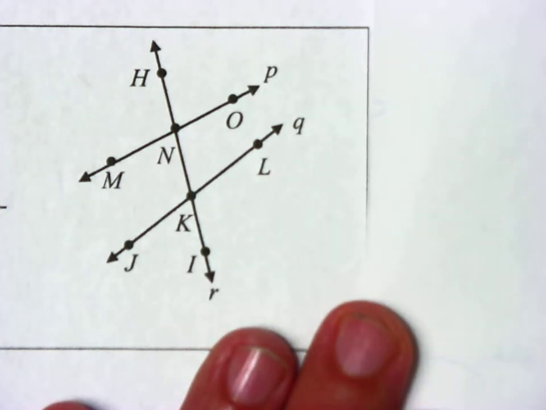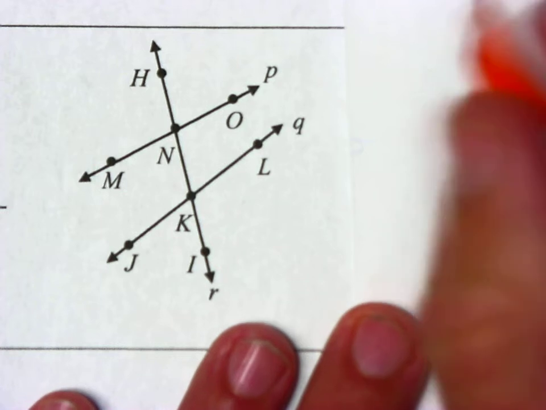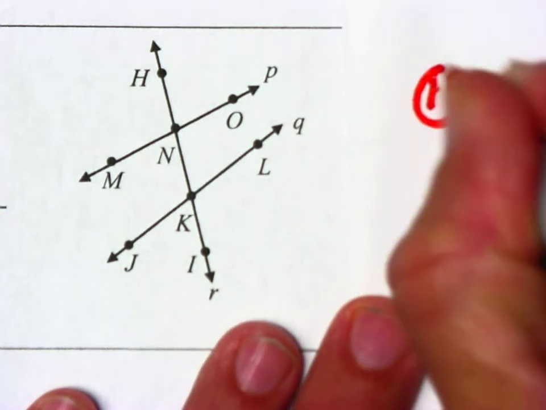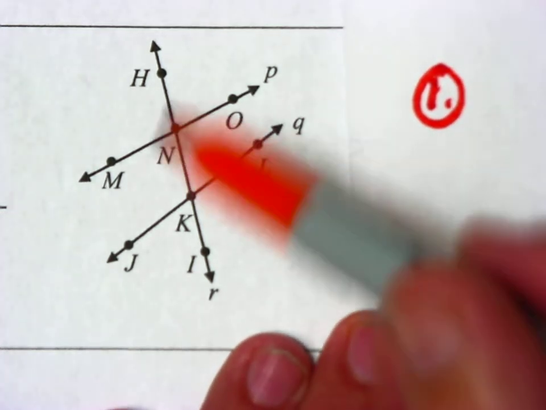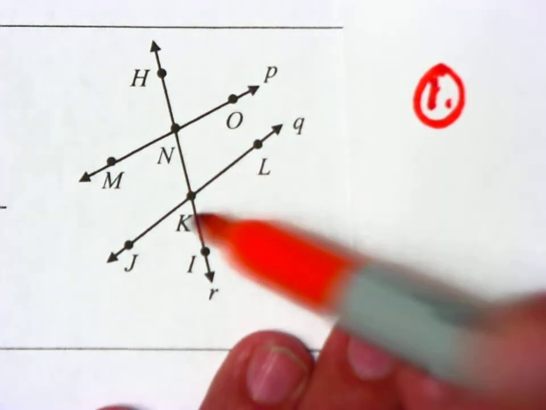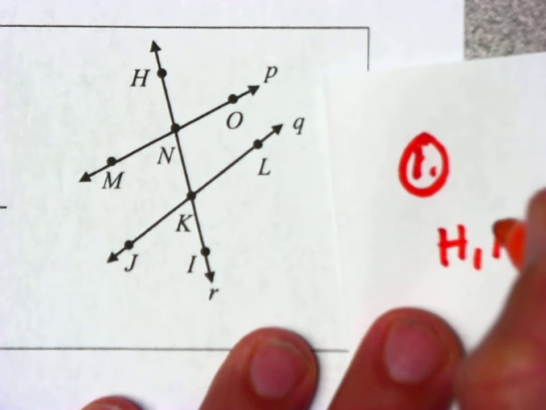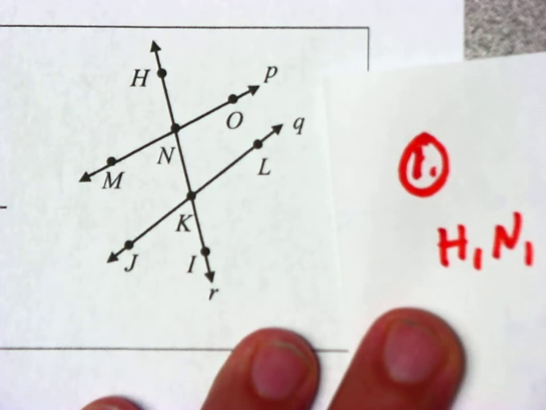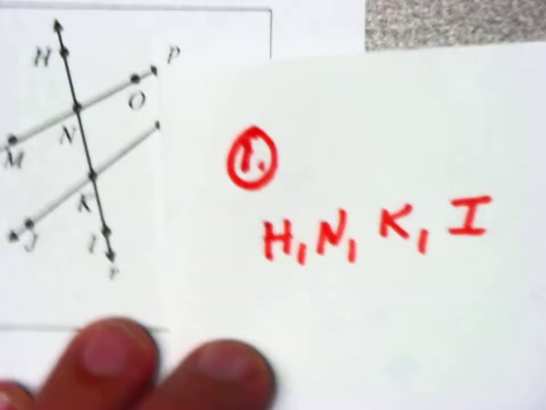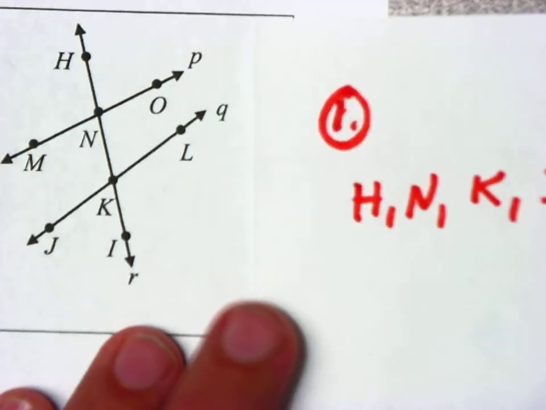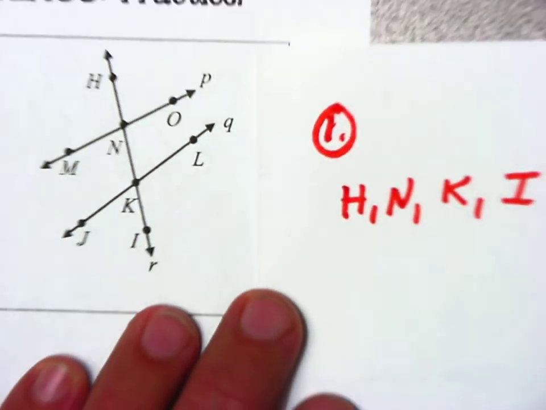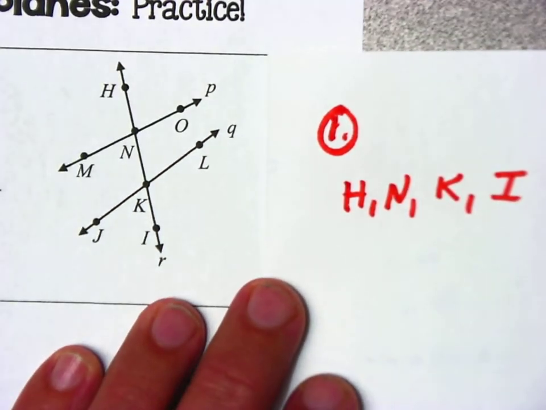But they want 4. So the only 4 points I see, and this is going to be question 1, that are collinear are H, N, K, and I, and when we write it, we just put capital H, capital N, capital K, and capital I. You use a capital letter in geometry to show points, okay? So on this diagram, let me unzoom a little bit. The first question is 4 collinear points. That would be on the same line: H, N, K, and I.